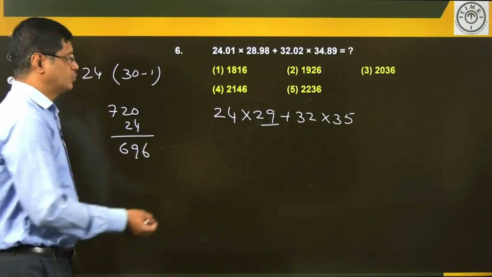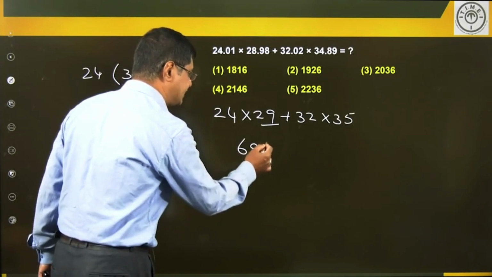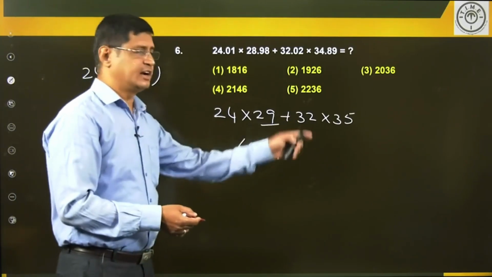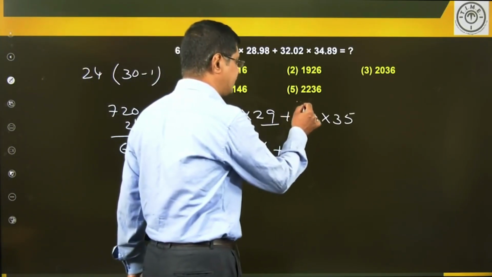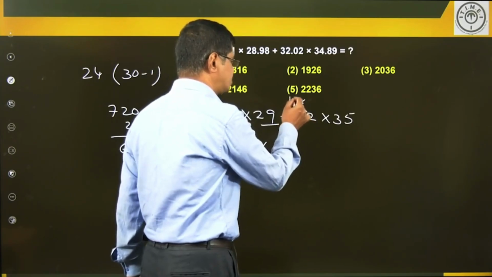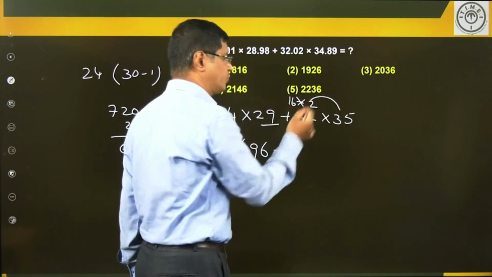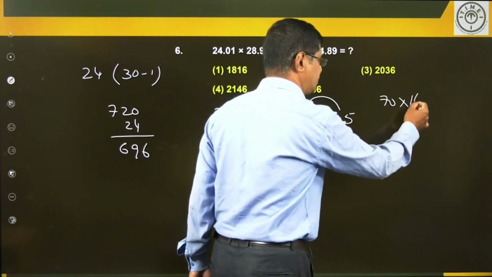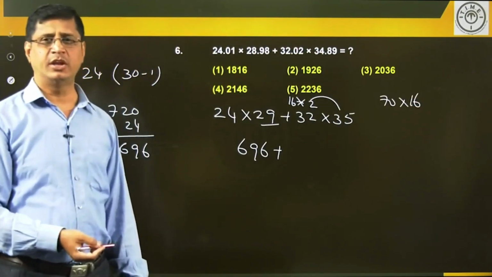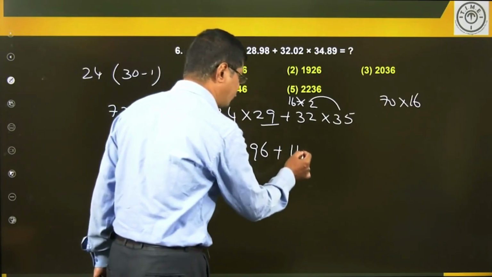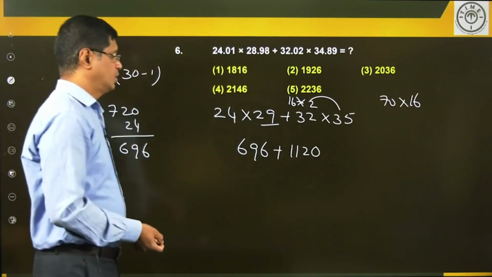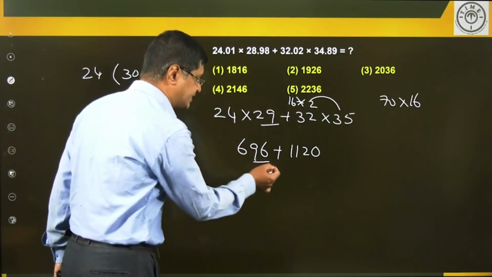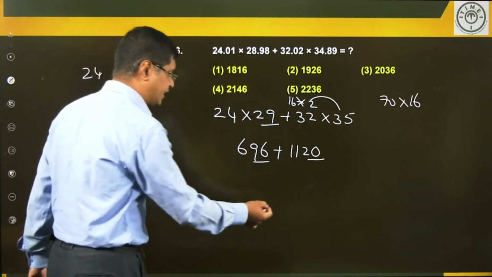696. So what is the product of these two numbers? 696. Now how much is the product of 32 and 35? 32 I am writing as 16 into 2. 2 times 35, that is 70. 70 into 16. 7 times 16, 112. So what is the result? 1120. Now by adding these two numbers, what is the result? 96 plus 20, that is 116.